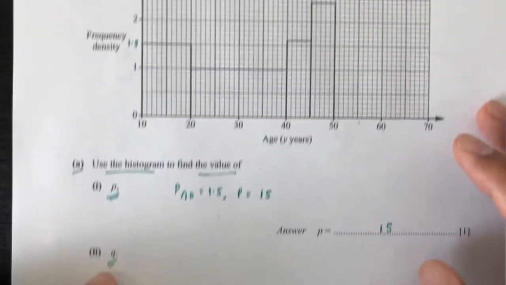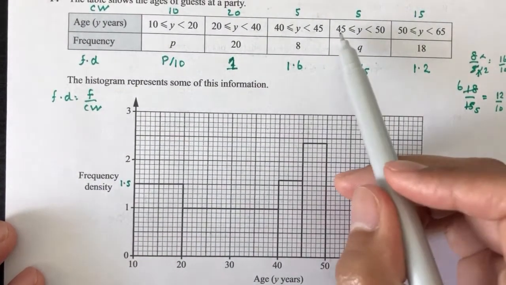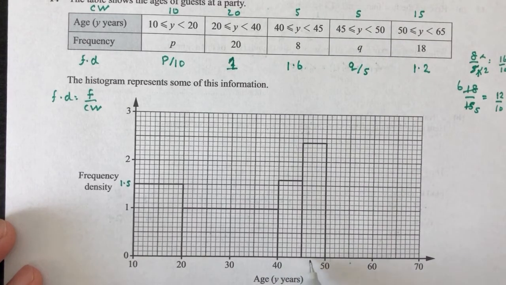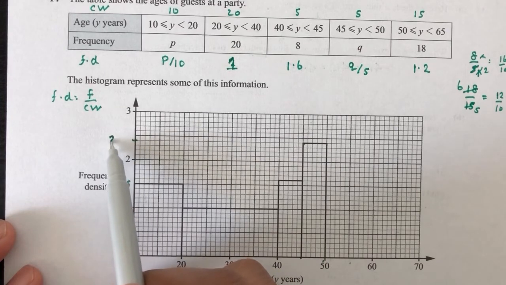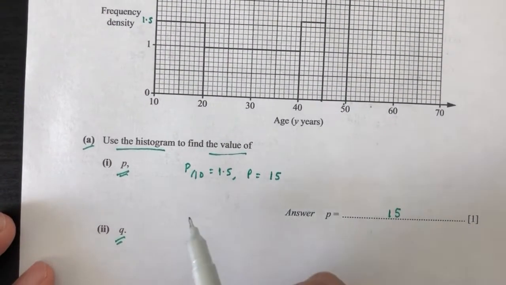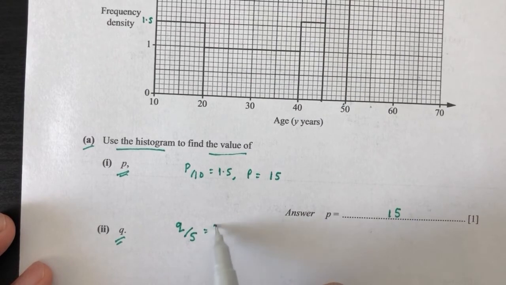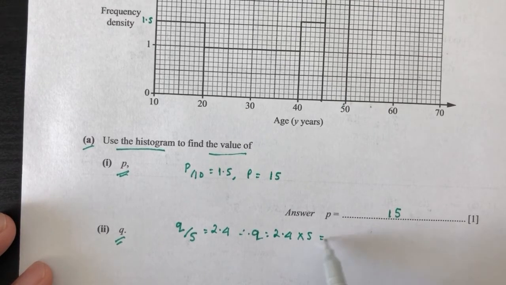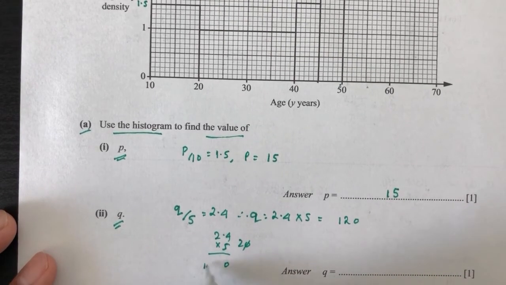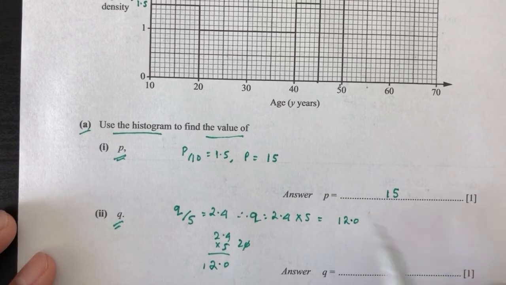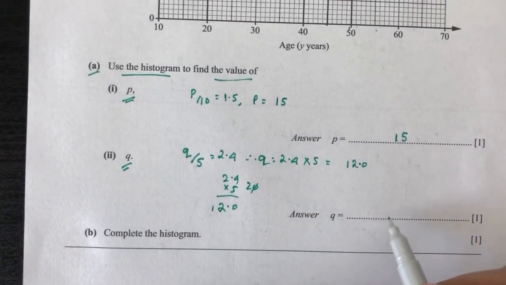Now how to find Q? Same way. Q here is class 45 to 50. So 45 is here to 50, and the frequency density is this point, which is 2.4. So let's equate Q over 5 is 2.4. So Q is 2.4 times 5. So 2.4 times 5, that will be 12. The answer is 12 for this one. So the value of Q is 12.